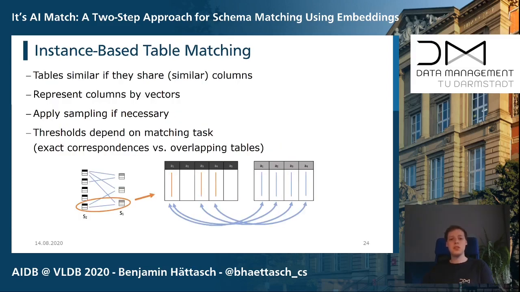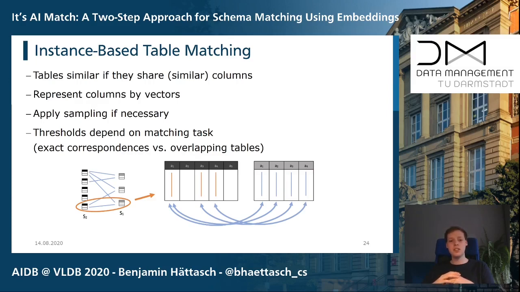Another possibility to compare tables is by their instances. The general idea is that two tables are similar if they share similar columns. To check this, we can represent the full columns by vectors and then find the closest columns in another table. This might require sampling.